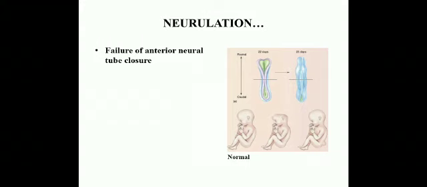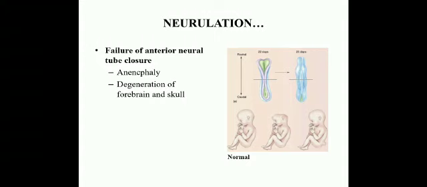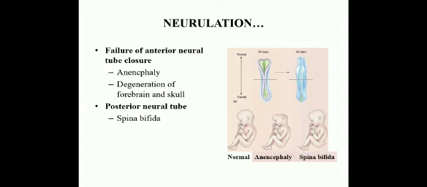If there is a failure of anterior neural tube closure, it leads to anencephaly. There will be a degeneration of the forebrain and the skull. If there is a failure of posterior neural tube closure, it will lead to spina bifida. Here you can observe in this diagram the normal, the anencephaly and the spina bifida. If we supplement folic acid during pregnancy, these complications can be avoided. Folic acid plays an important role.